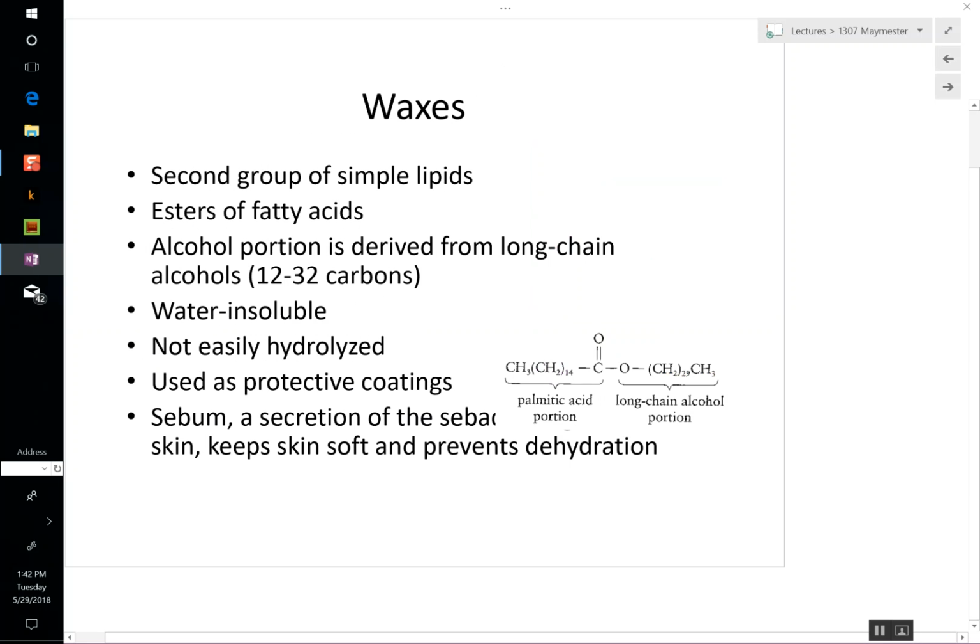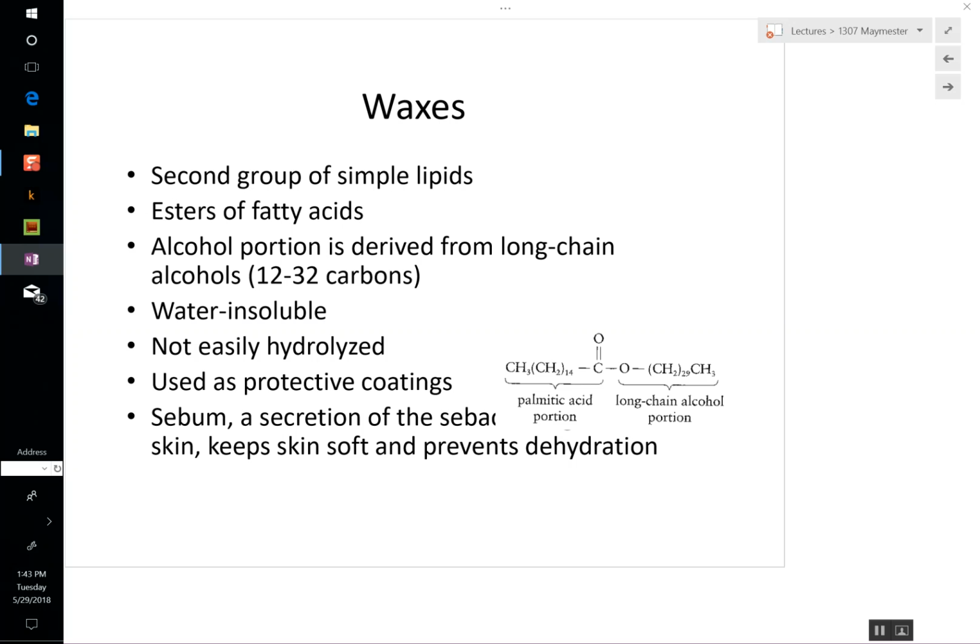I said there's one slide on waxes. Beeswax. What is beeswax? It's not a triglyceride, but it does have an ester linkage. It has a fatty acid, like palmitic acid, and a very long chain. You see there's 29 carbons there. A very long chain alcohol, not glycerol. Glycerol's only 3 carbons long. This is 30 carbons long.